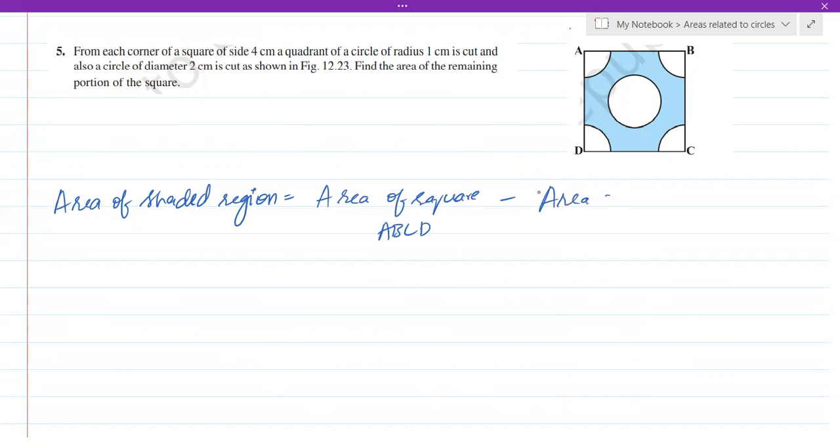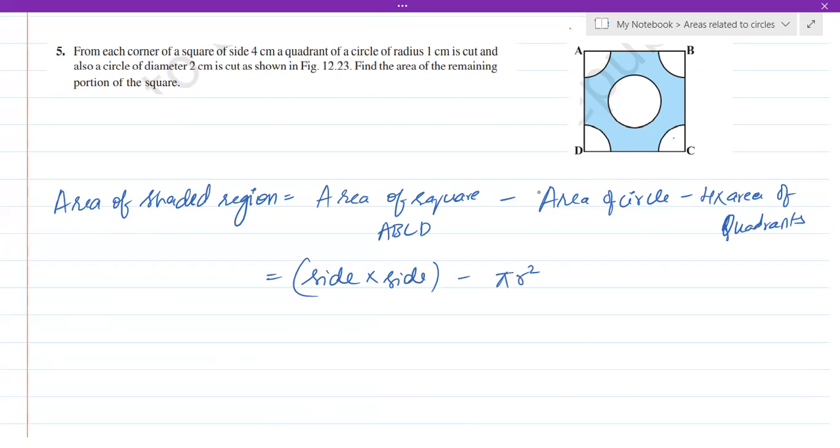So area of circle, okay, minus, if you observe at the edges, what are these? These are actually quadrants because they are looking like a sector and the angle is 90 degrees. Therefore, they are quadrants. How many quadrants are there? 4 quadrants. So 4 into area of quadrants. Okay, so area of square is given by what formula? Side into side, minus area of circle is pi r square.